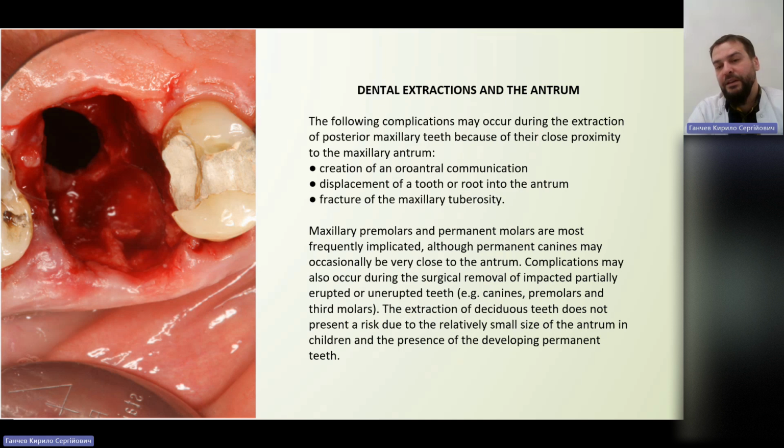So that's why we need to understand what we are doing and where we are working. So the main area where we're working: maxillary premolars. Oops, my notebook is dying. Okay, hope it's not going to die. 3 minutes.